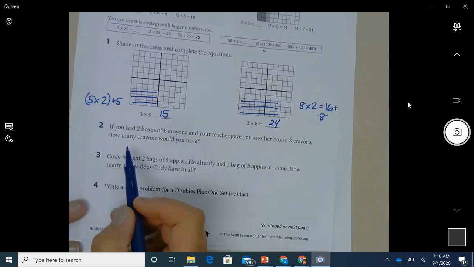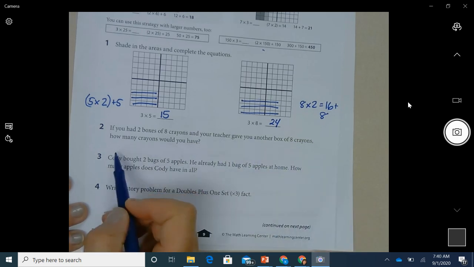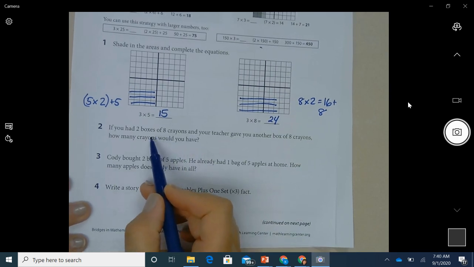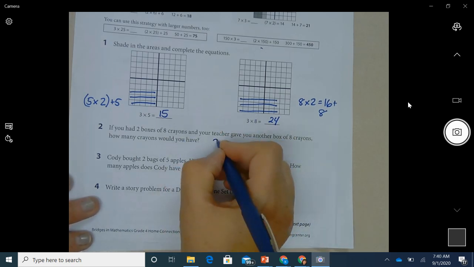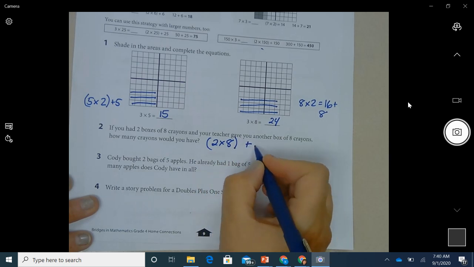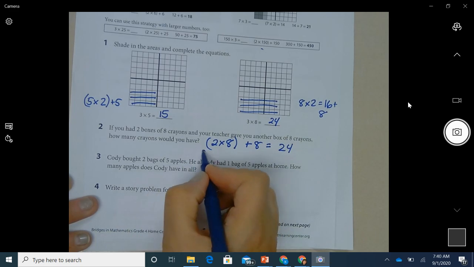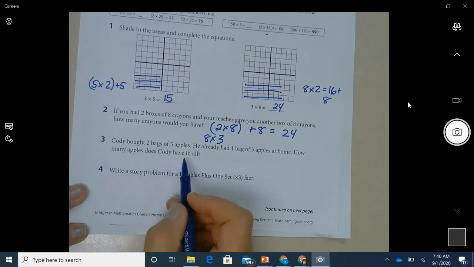Number 2 says if you had 2 boxes of 8 crayons and your teacher gave you another box of 8 crayons, how many crayons would you have? Well, I know 2 boxes of 8 crayons is 16, and then I'm going to add another one. So my equation for this would be 2 times 8 and then plus 8. So that would equal 24, okay? Or 8 times 3.